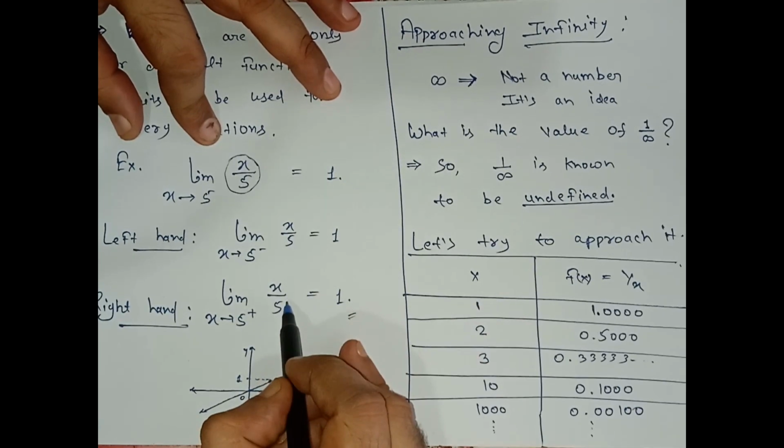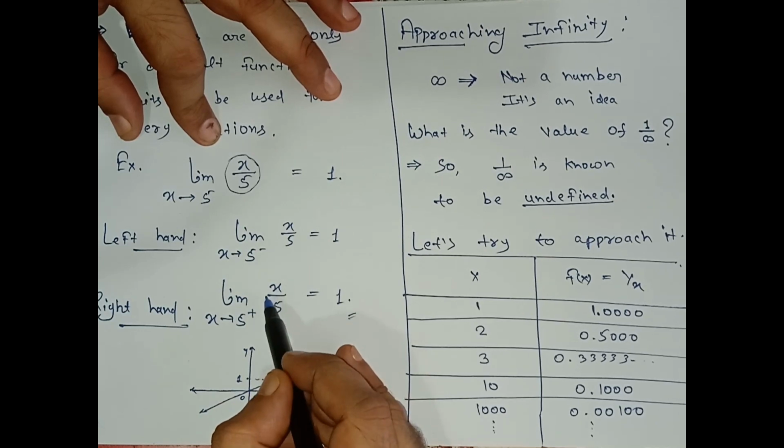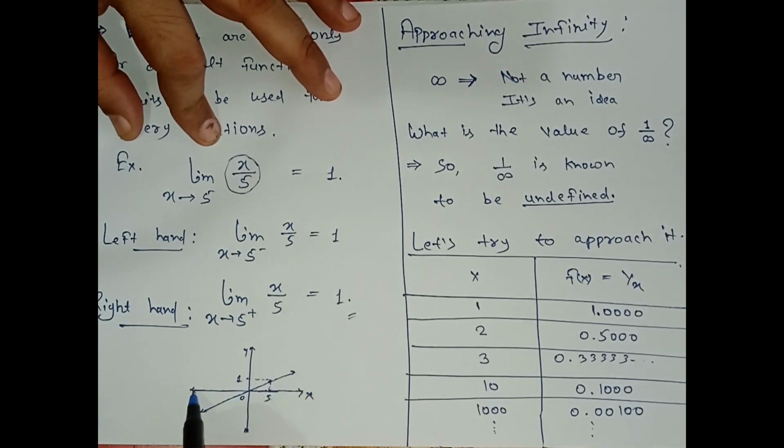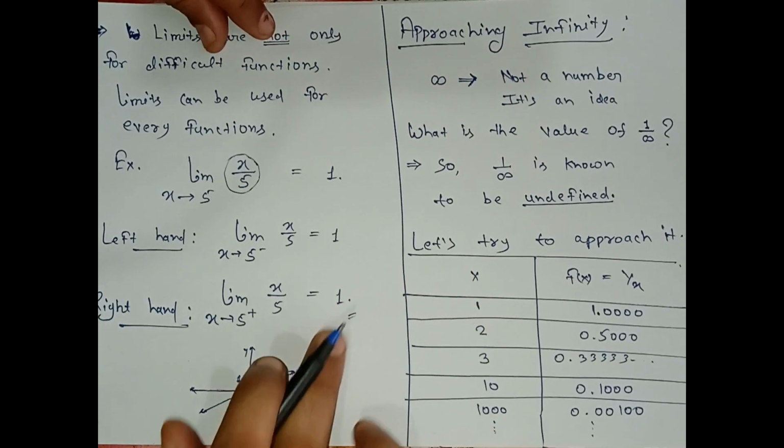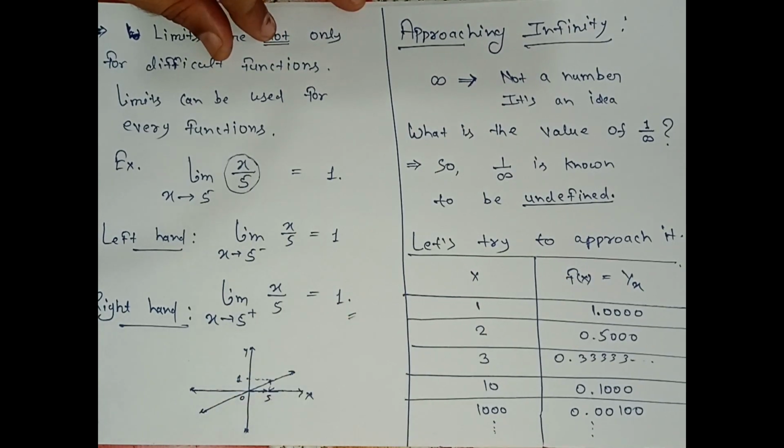Because you are not getting any indeterminate form here. I have already drawn a graph of the function here. This is a simple straight line, y equal to x minus 5. When you approach from the left, you are getting 1. When you approach from the right, you are getting the value 1. So at this point, the limiting value exists, and it is equal to 1. All right.